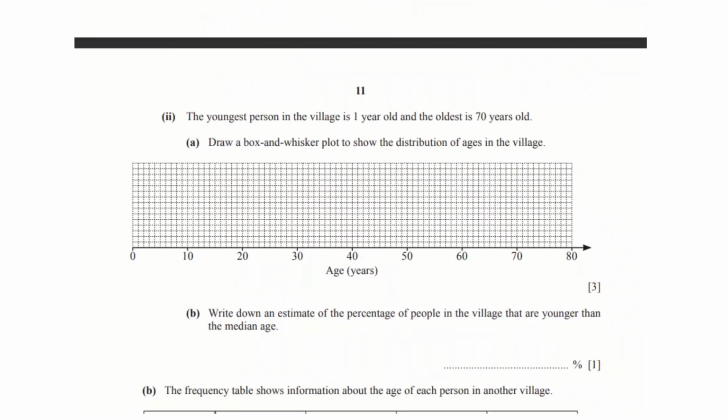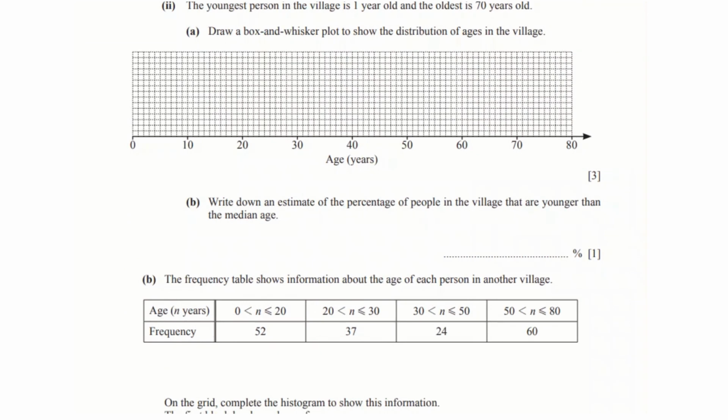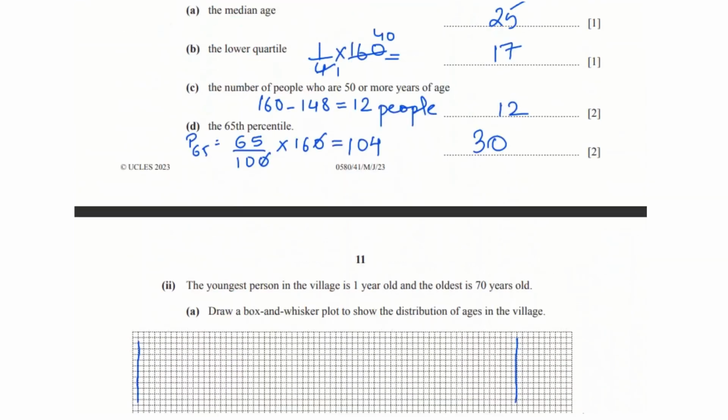Box and whisker. Okay, the youngest person in the village is 1 year old and the oldest is 70 years old. So 1 year old, 0 to 10, so it's 1, 2, 3, 1. 1 comes over here. Use your scale please. And the oldest is 70. Fine. Now draw to plot the distribution of ages in the village. Okay. So we found out the youngest one is 1 year old, the oldest is 70. We do the limits. Now let's find out the mean, median and mode.